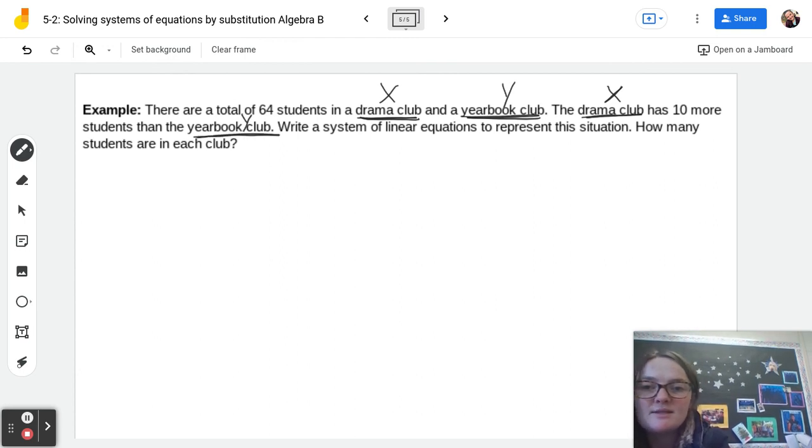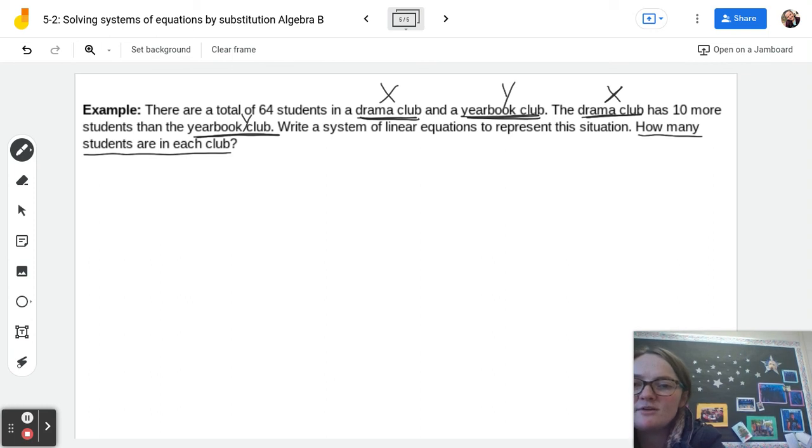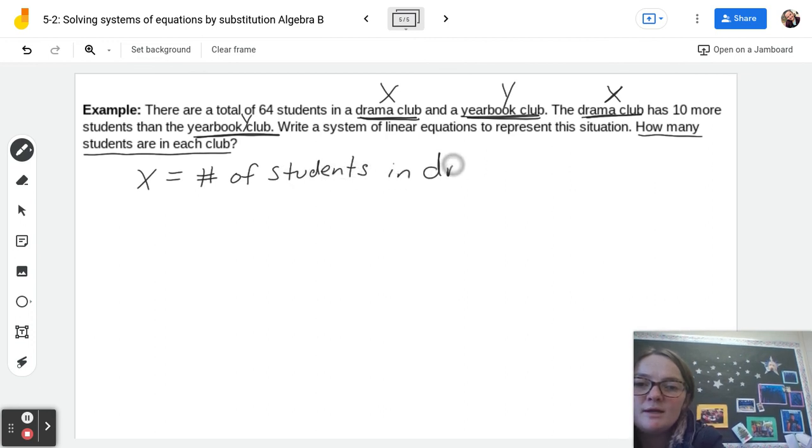All right, it says there's a total of 64 students in the drama club and yearbook club. The drama club has 10 more students than the yearbook club. Write a system of linear equations to represent the situation. How many students are in each club? All right, well, let's go ahead and define our variables. We're going to say X equals the number of students in drama club. And we're going to say that Y represents the number of students in yearbook club.